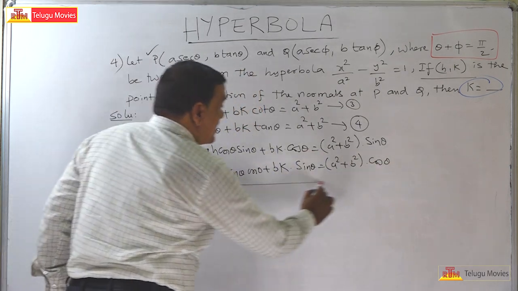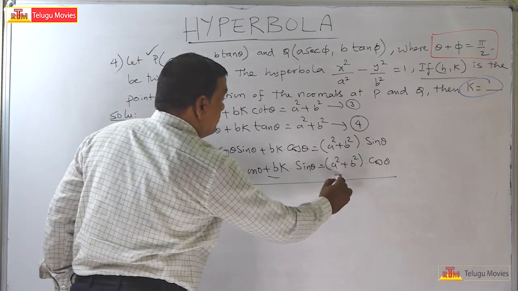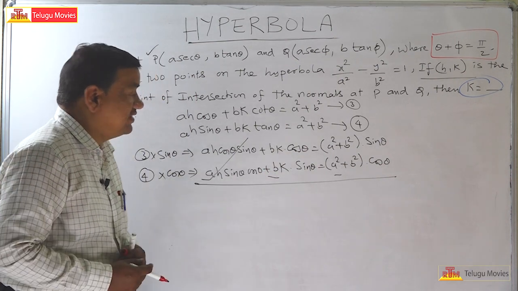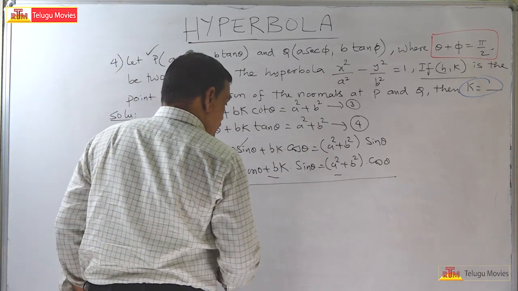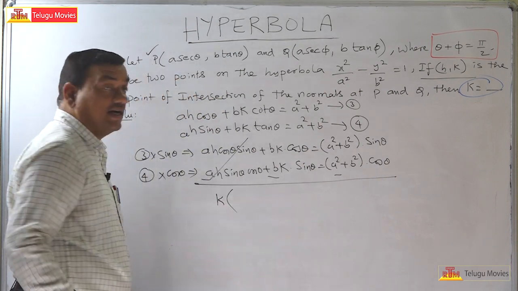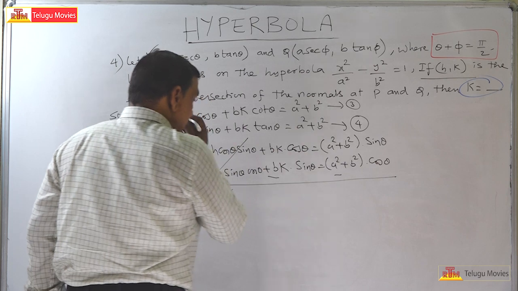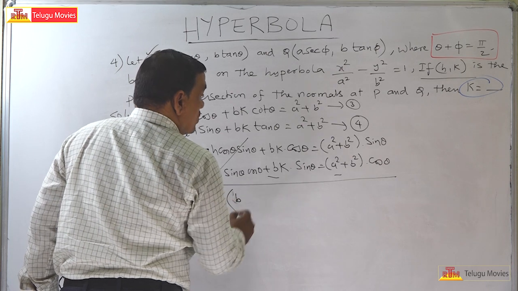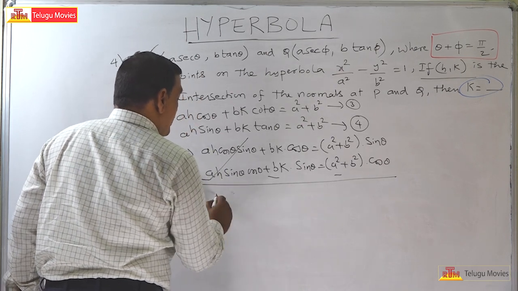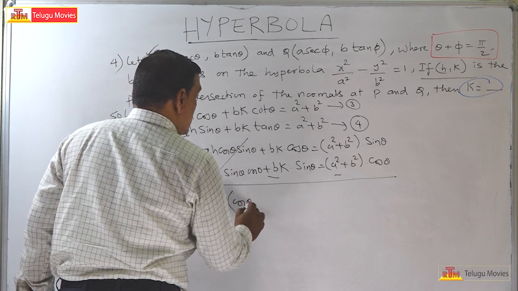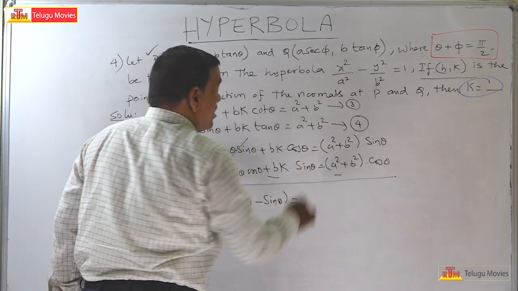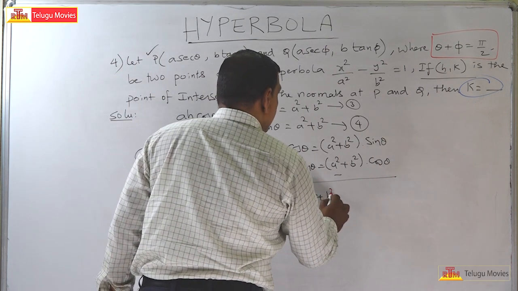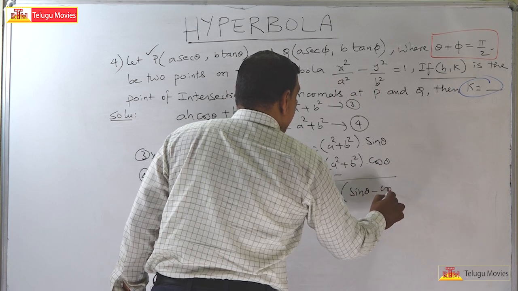Now you subtract this. If you subtract, minus, minus, these two will get cancelled. So bk cos theta minus bk sin theta. We want k only, so you can take k common outside, or you can take bk common outside, no problem. So this is equal to cos theta minus sin theta. Here also you can take a square plus b square common outside, so this is sin theta minus cos theta.